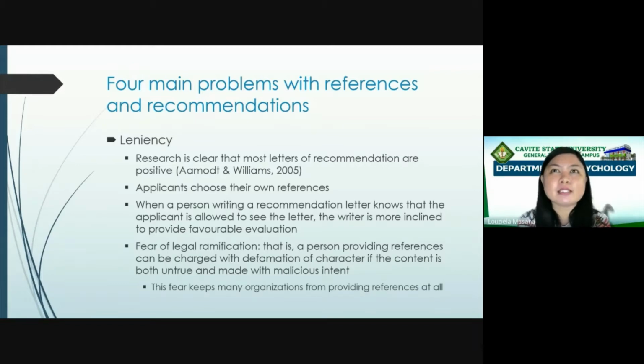Kaya lang yun nga, minsan, dahil gusto natin na ma-hire or ma-promote yung tao, kaya mo siya ni-recommend or kaya siya yung ni-refer mo, ay nawawala yung negative side ng tao. Nagiging very lenient. Nawawala yung ibang idea or source or information about the person. Kasi syempre, wala namang magsasabi ng pangit pag ikaw ay nag-recommend or nag-refer. That's one of the problems.